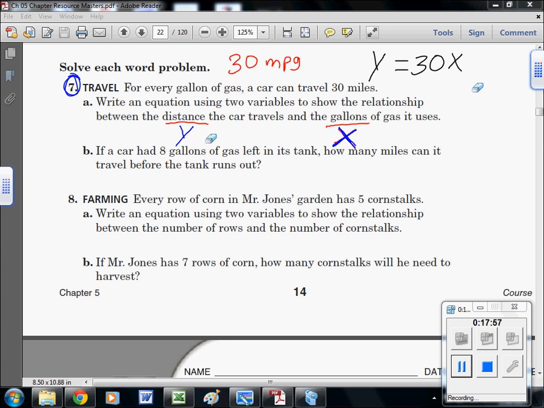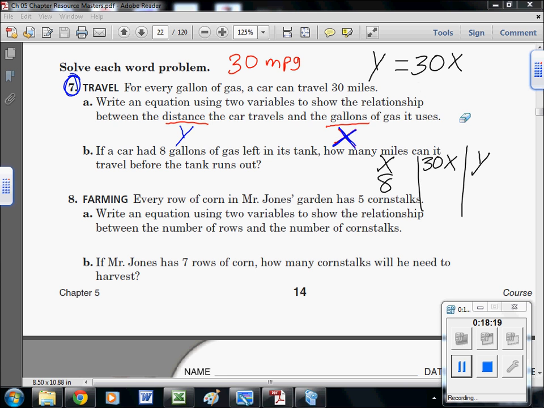Now you can use that to answer any question they ask you. For example, part B. If a car had 8 gallons of gas left in its tank, how many miles can it travel before the tank runs out? Well, if we got 30 miles per gallon, we have 8 gallons. That means, hey, that's like an input-output table. x, 30x is what the function says. What does that mean for y?